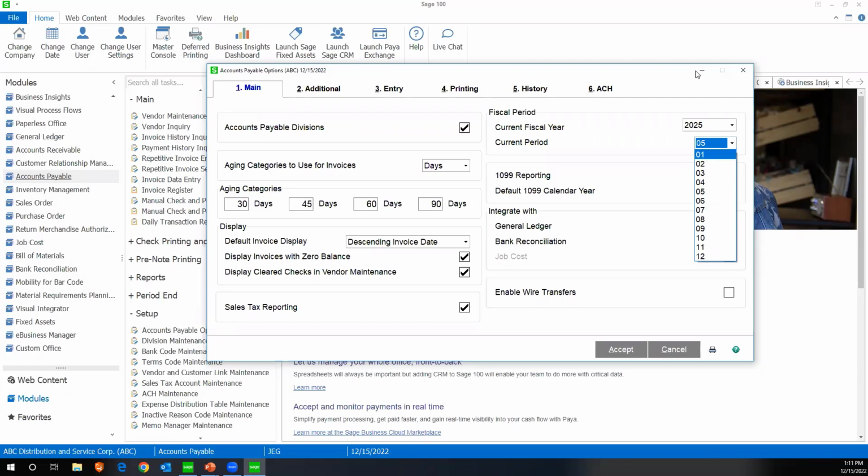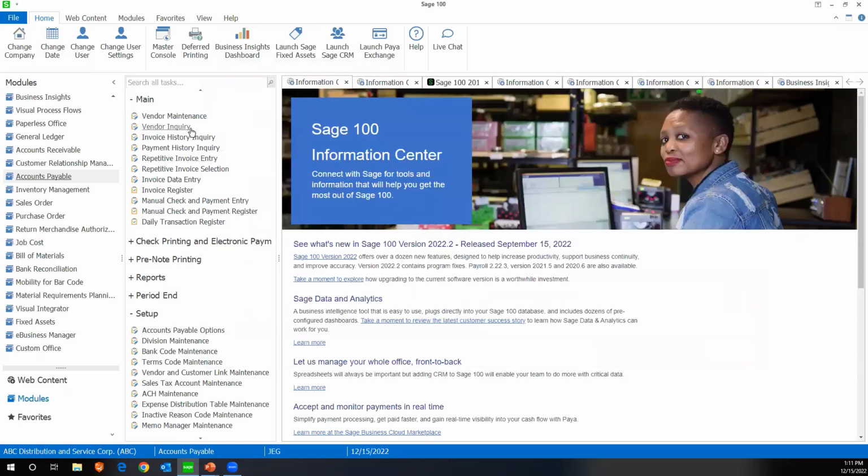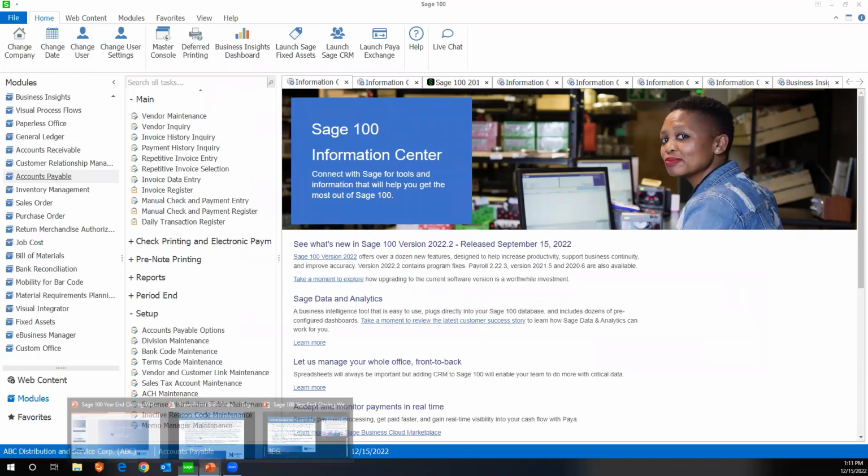So in older versions of Sage 100, you had to make that determination by clicking on period end or year end processing. And there were some warnings built into it to prevent you from closing the wrong stuff, but they have all of that out there now for you automatically, where you just run one option and it goes and does the appropriate thing.